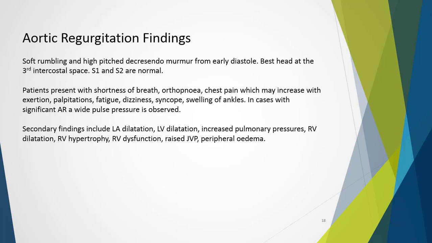Secondary findings that we expect to see in the echo would include left atrial dilatation, left ventricular dilatation, increased pulmonary pressures, RV dilatation, right ventricular hypertrophy, right ventricular dysfunction, raised JVP, or peripheral edema.